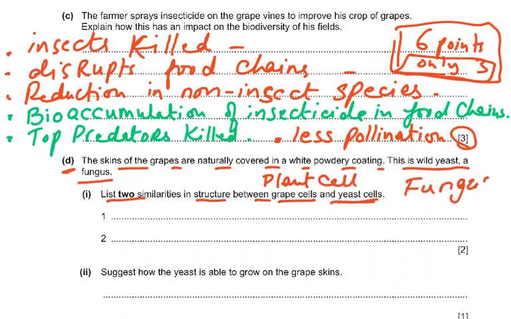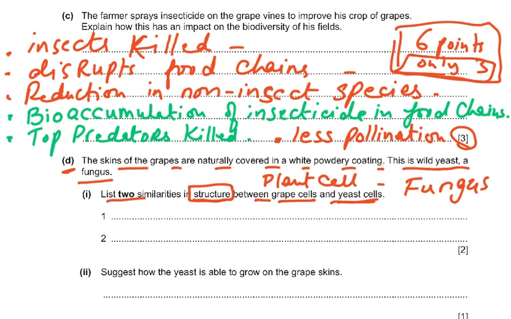Now, if you didn't understand that, well, and it said structure, not process. If you say plant cells photosynthesize and yeast cells do not photosynthesize, that's not a structure, that's a process. And that's exactly what the exam report says, that many students started writing about the process.